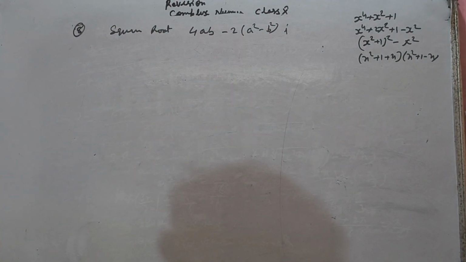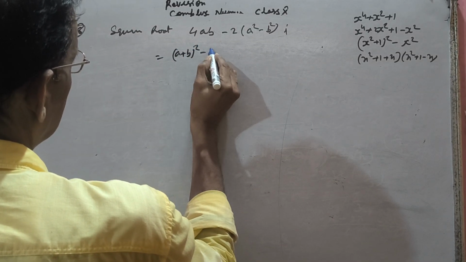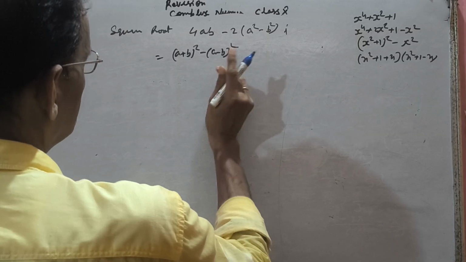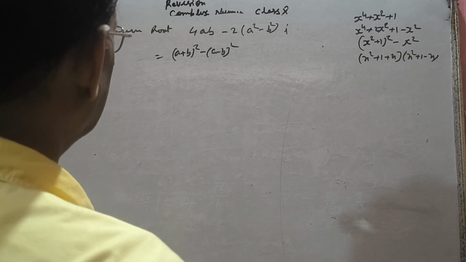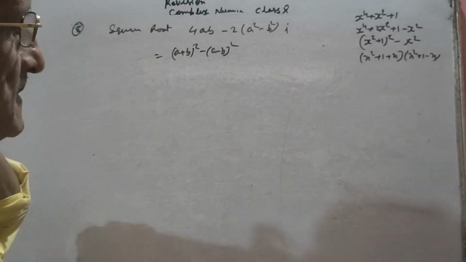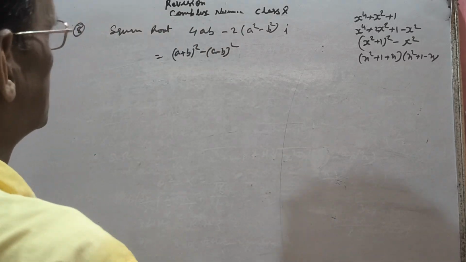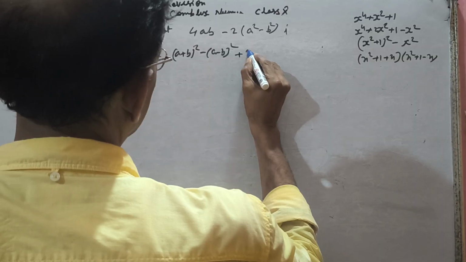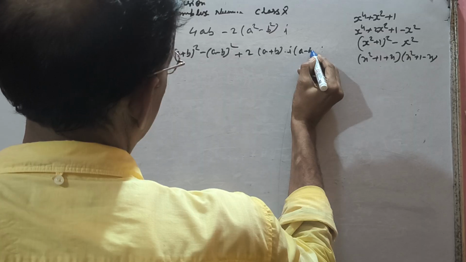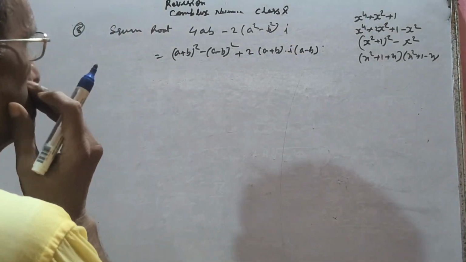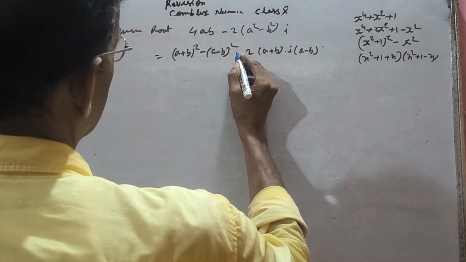So 2 is already here, so this time we need not multiply it by 2. You know, this can be (a + b)² − (a − b)². This is the class 8 identity. (a + b)² − (a − b)², we get 4ab. And this is 2 into (a + b) into i into (a − b). So now, sorry, the minus is there, so we'll give minus.